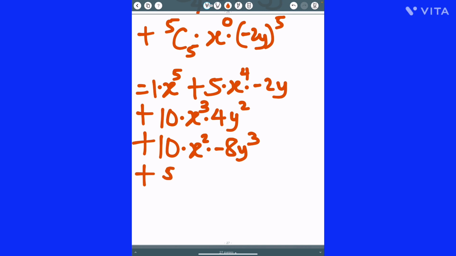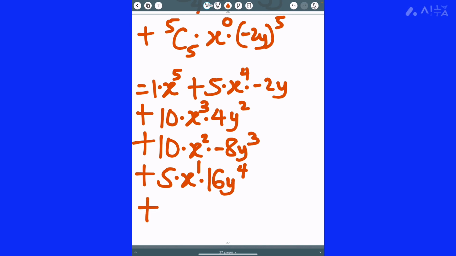My fifth term should have coefficient 5 combination 4. 5 combination 4 is 5. So that's 5 times x raised to power 1 times minus 2y raised to power 4. Let's do the simplification together. Here, minus raised to power 4, even, is positive, that's a plus sign. 2 raised to power 4 is 16. Y raised to power 4. So that gives me 16 y raised to power 4.